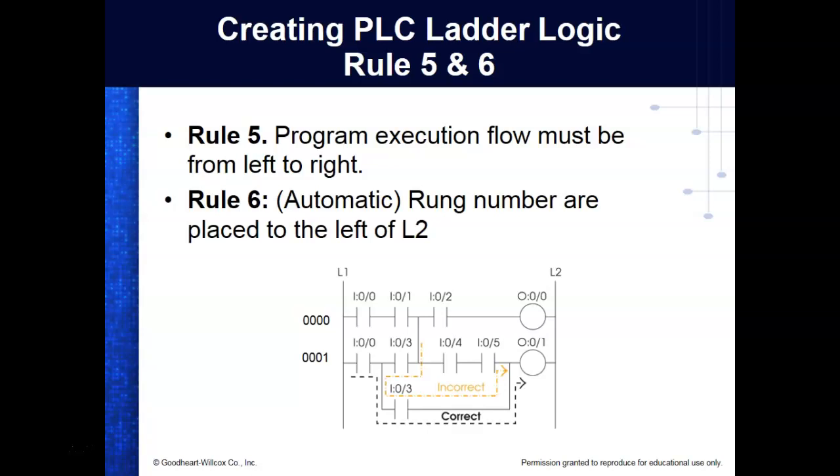Rung zero is on the top. But here, notice what happens. If this contact right here was closed, and then this contact closed, then the signal flow would actually go back toward what? Would actually go back toward L1. So we want to avoid that, right?